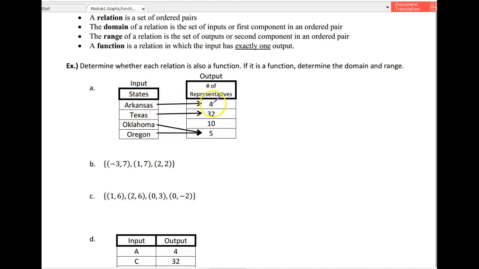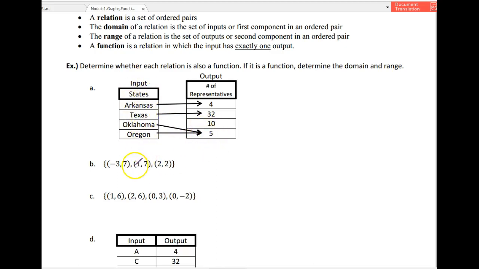So Arkansas has 4 representatives. Texas has 32. Oklahoma has 5. Oregon has 5. Now we see a repeat here, but that's okay. It's okay to have a repeat in the output as long as that input, so Oklahoma only has 5 representatives. It doesn't have 10 and 5. It only has 5 representatives. So repeat in the output is okay.